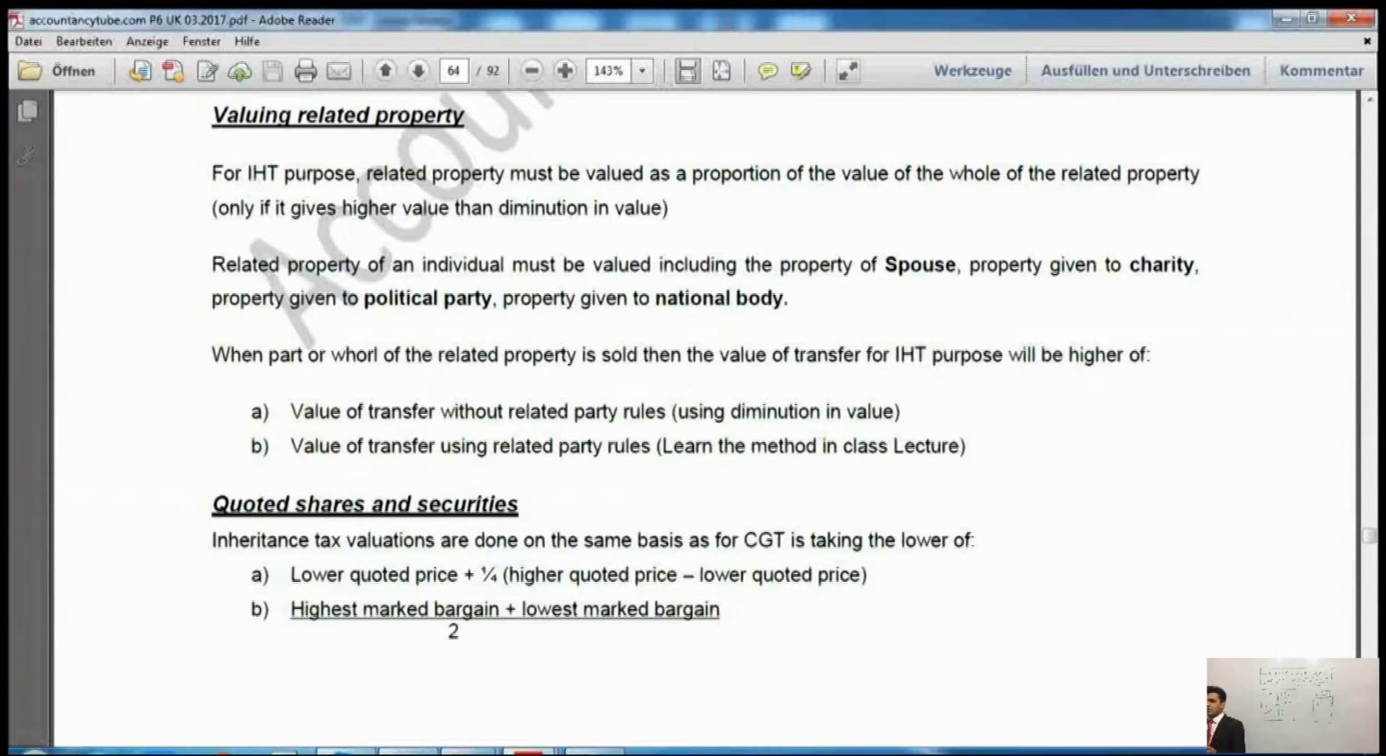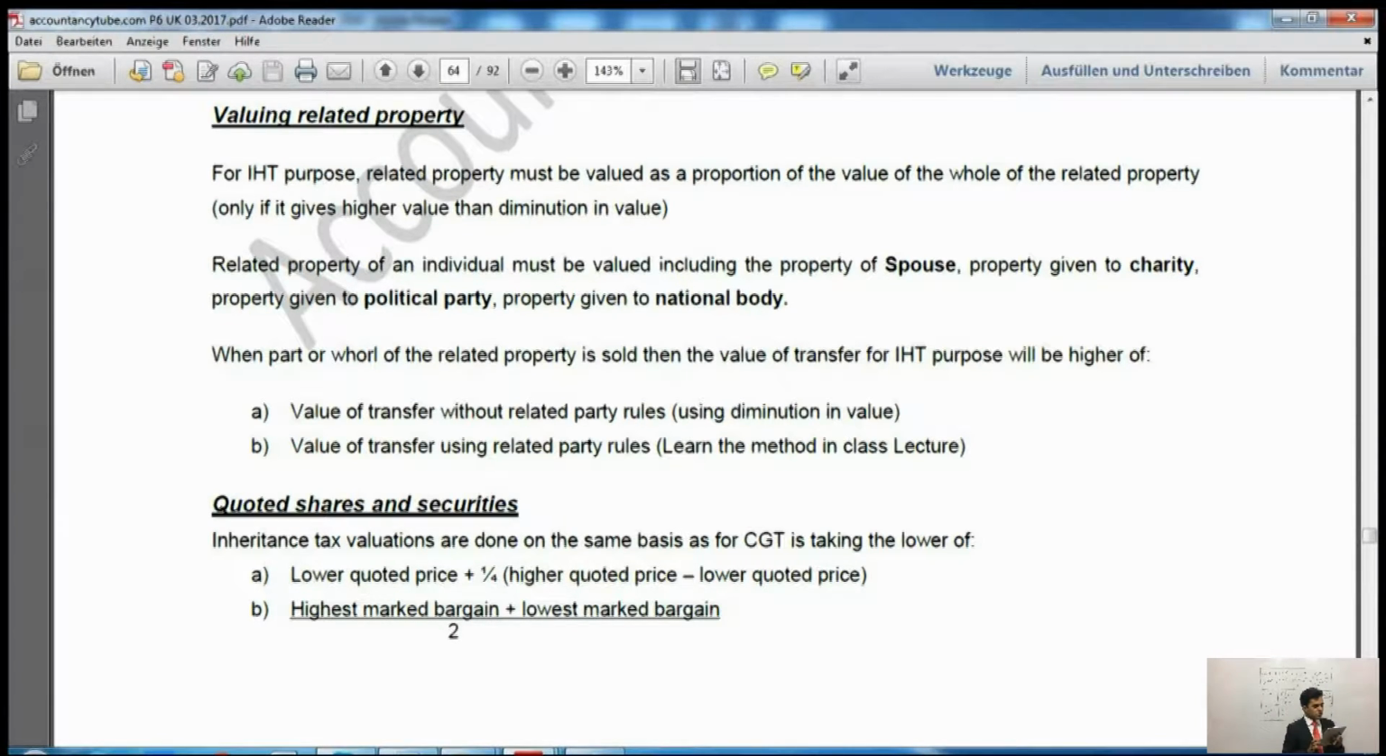So say for example, if I sell some shares and I held 20% in a company, and my wife owned 20%. So when calculating the diminution in value, I will have to include the value of my wife as well. So I will have to take the value of both of them in order to consider the whole value when making the transfer. So that is the way to do it. But you will understand better when we do the question, so don't worry.